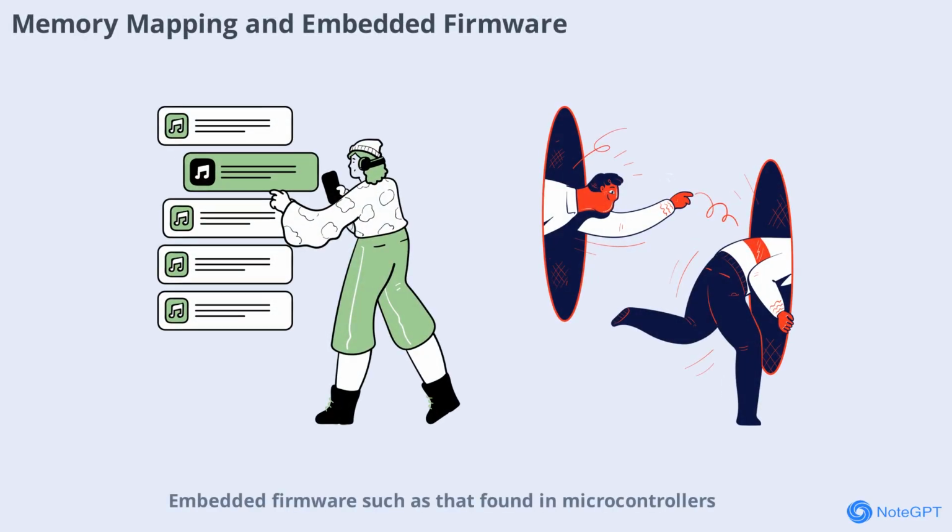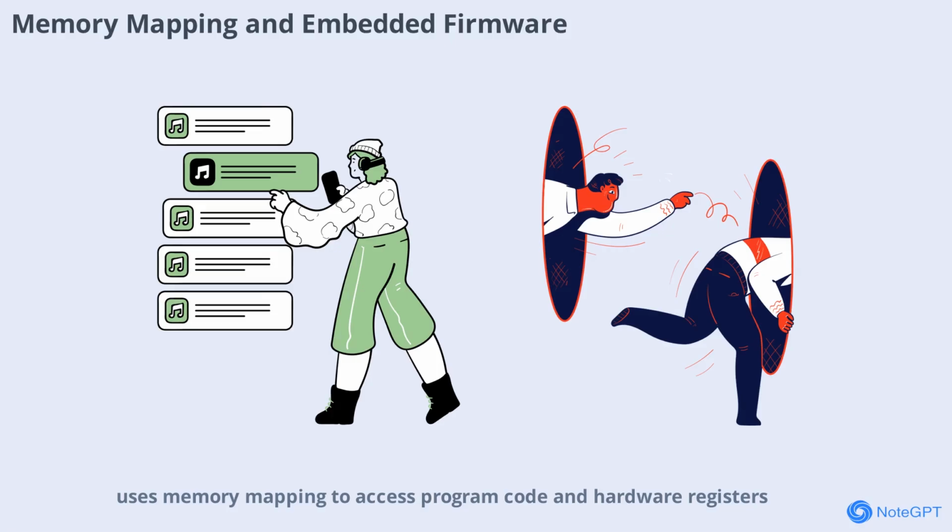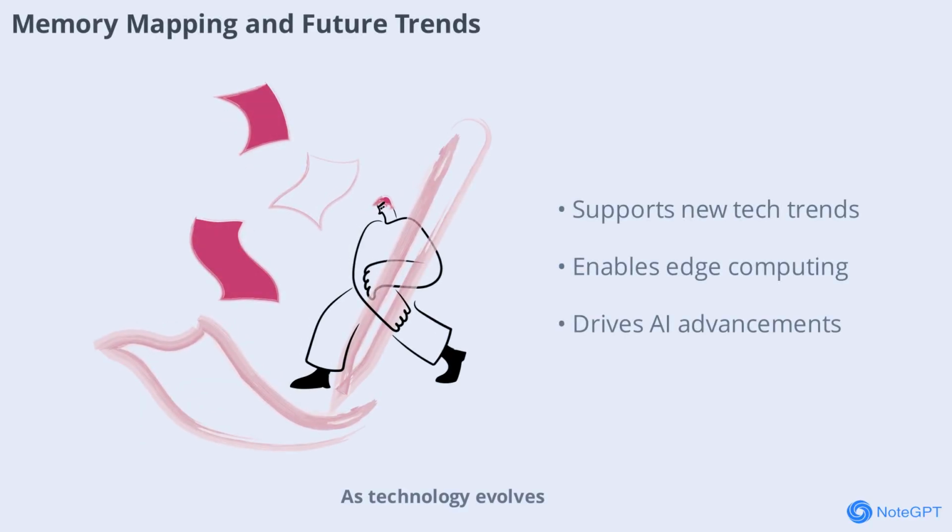Embedded firmware, such as that found in microcontrollers, uses memory mapping to access program code and hardware registers. This technique allows firmware to execute instructions and control devices efficiently, ensuring reliable operation in everything from appliances to industrial equipment. As technology evolves, memory mapping continues to play a vital role in new computing trends.